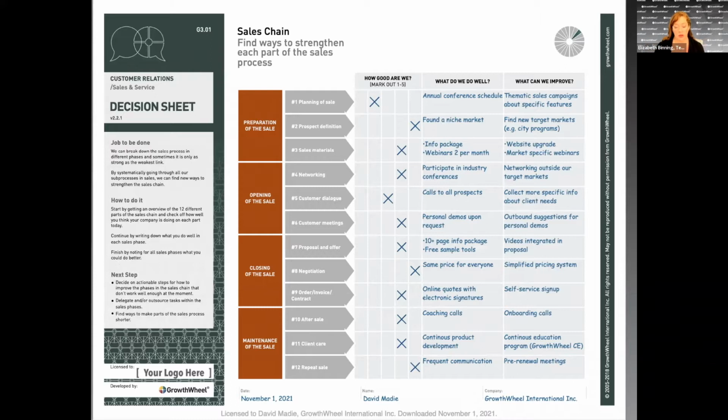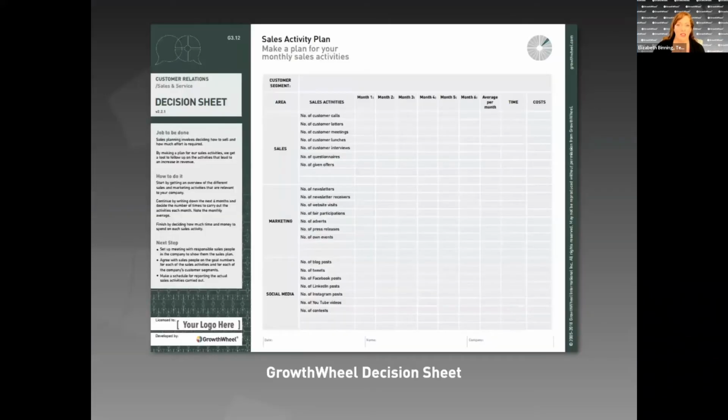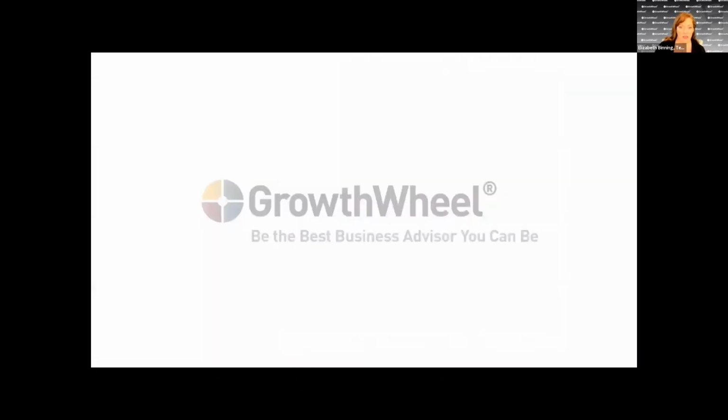And then with the group that I was working with out of the East Coast, I said, maybe what we need to do is actually create a plan for your monthly sales activities. With sales and marketing and social media, one call, one newsletter, one Instagram post, that just ain't going to cut it. You've got to be consistent, and creating a plan helps to ensure that. So here's a little review of this decision sheet.